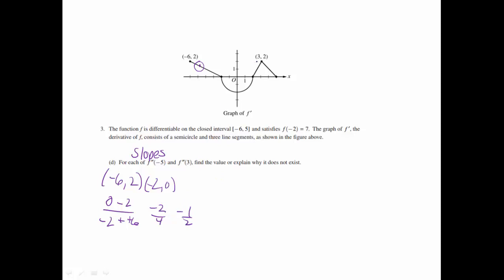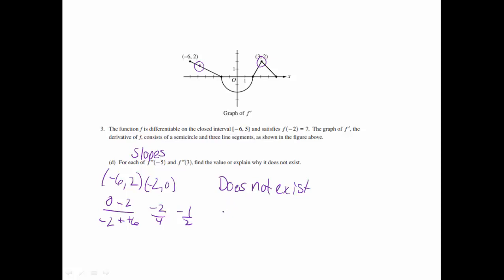And then the next one, f double prime of 3, I notice there's a sharp turn, so the derivative is not going to exist. So I will just say does not exist. I could probably technically say that it does not exist because there's a sharp turn there.